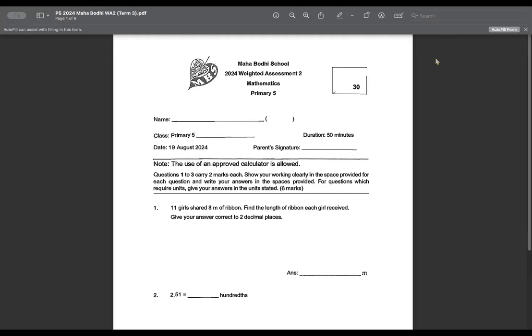Okay, so today I'll be going through the Maha Bodhi School 2024 WA2 for P5. Okay, so let's start.